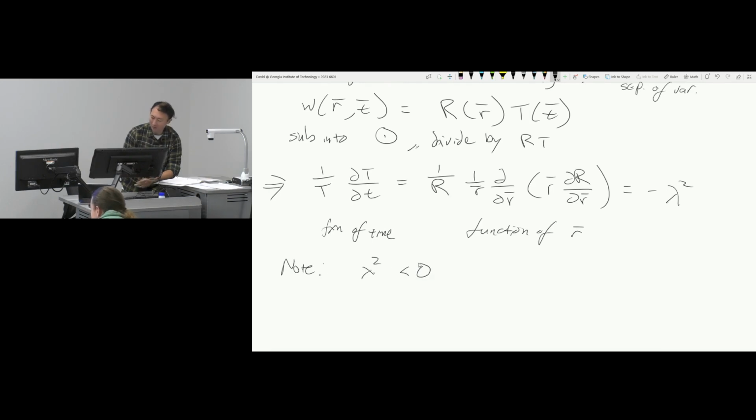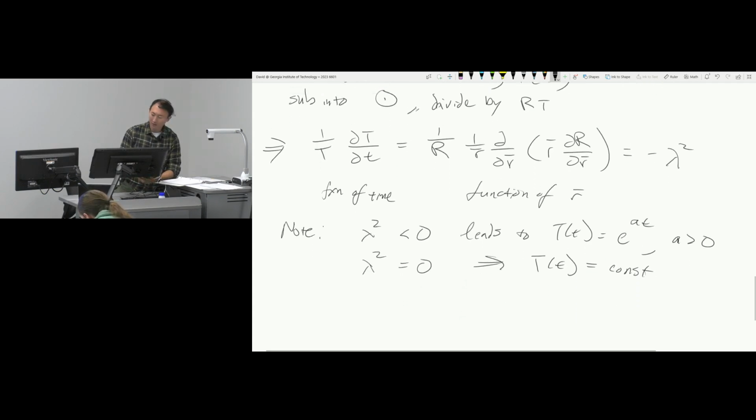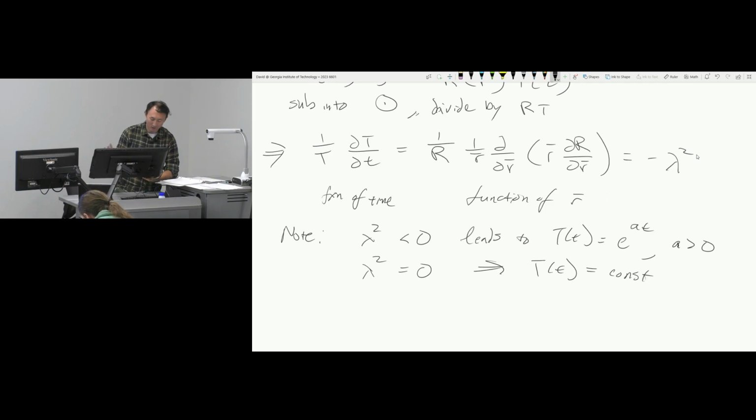Let's say lambda squared were less than 0. That leads to things blowing up in time, e to the a t with a greater than 0. Remember, we're trying to figure out how long it takes to go to Poisson flow. If it gets to infinite velocity before it gets to Poisson flow, that's bad. So we can't have lambda squared less than 0. And lambda squared equal to 0 leads to T of t being a constant, basically no transient, and that's not interesting either, because the whole point was to figure out this transient function. So we're left with needing a negative lambda squared. We call it lambda squared just because we know the net value is negative.